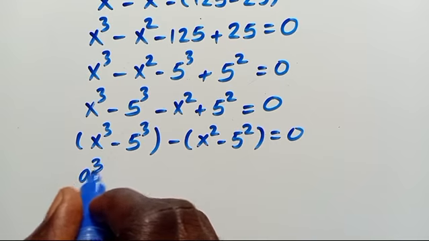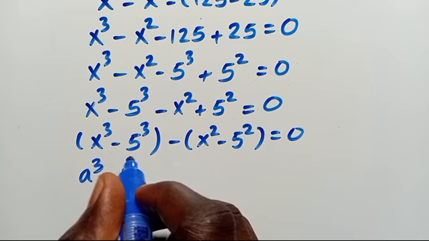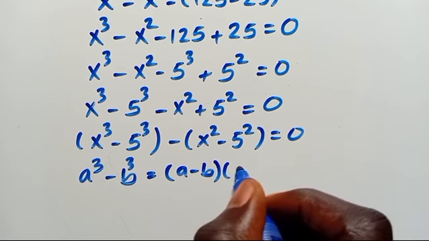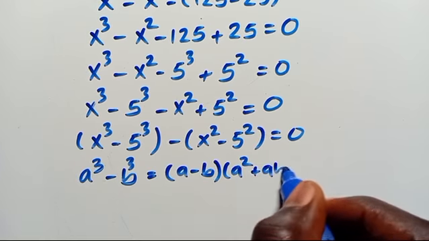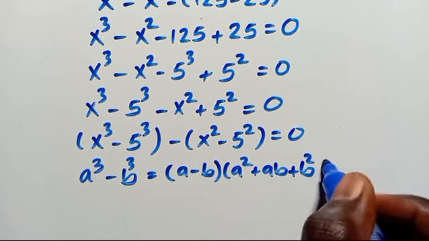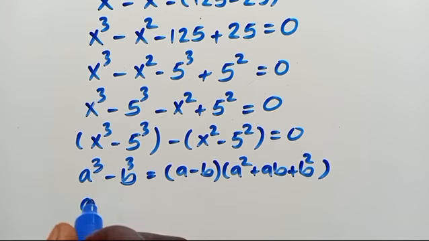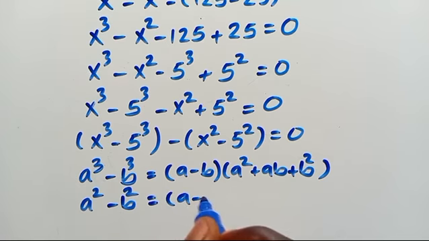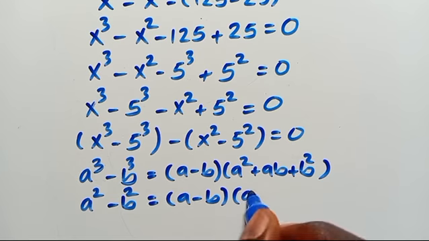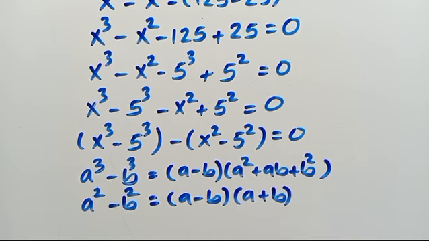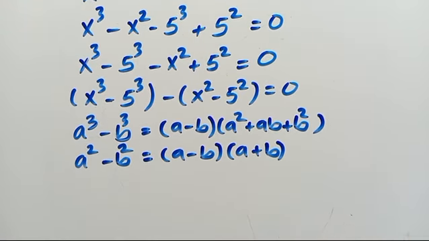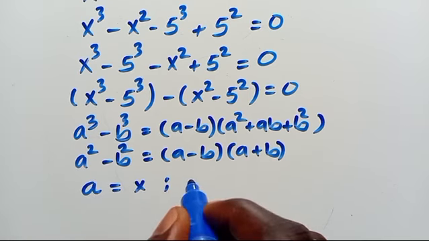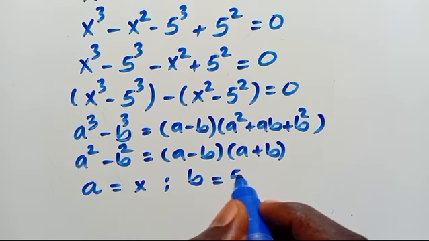The difference of two cubes is a to the power of 3 minus b to the power of 3 equals a minus b times a squared plus ab plus b squared. Then the difference of two squares, a squared minus b squared, equals a minus b times a plus b, all in parentheses. Now making the comparison of this, we have our a equals x, then our b equals 5.